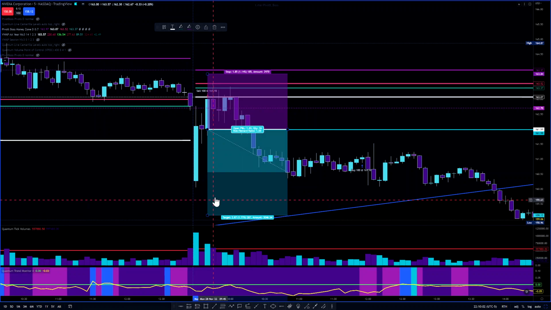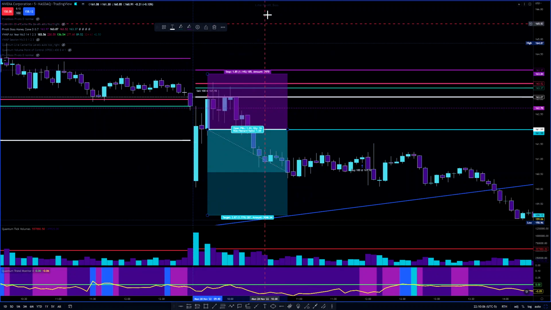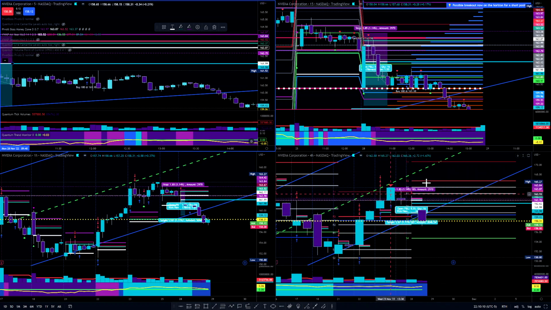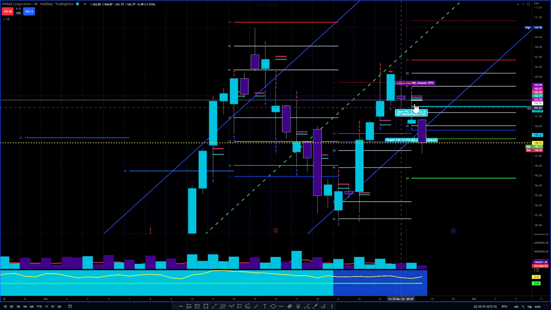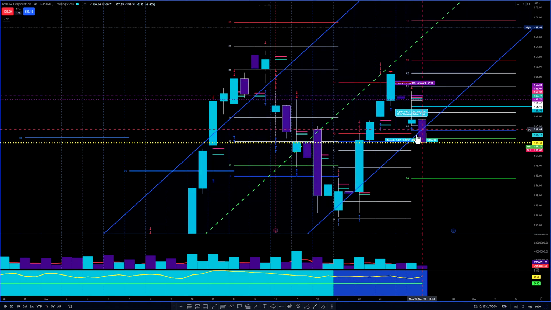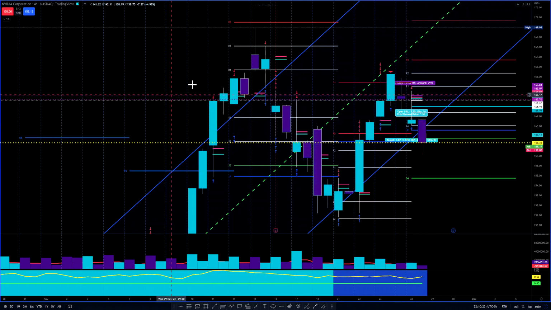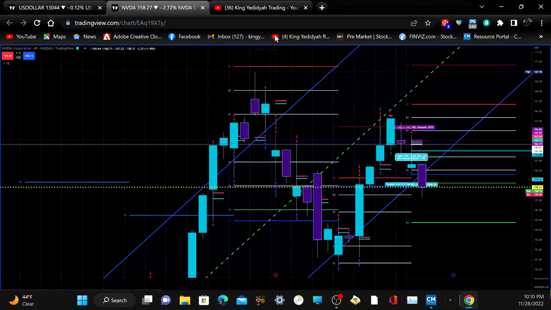This is actually, I think, an upward channel. Right, let me just pull this down, go to the higher. So this is an upward channel right here, right? So that's the bottom of the upward channel, right? So let's go back here.